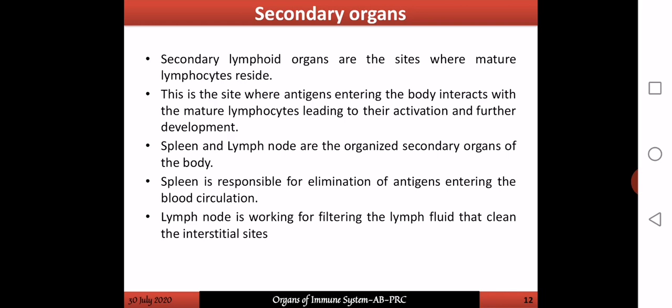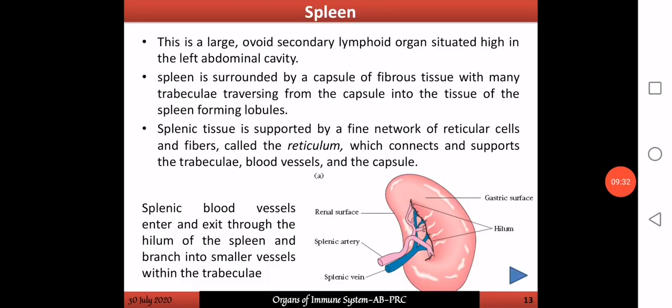Whereas lymph node, on the other hand, works to filter the lymph, right? Lymph, I'm not discussing again, is the body fluid which comes out of the blood, and that will be collected back into the blood. So before recollecting this lymph into the blood circulation, it is filtered by an organ called the lymph node, right? So let's see the secondary organs. First we will see about the spleen.